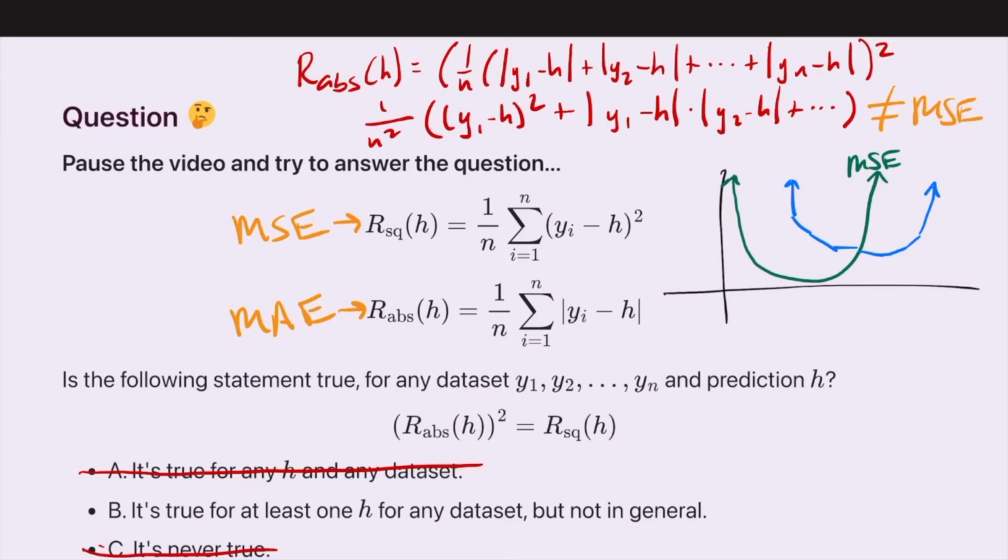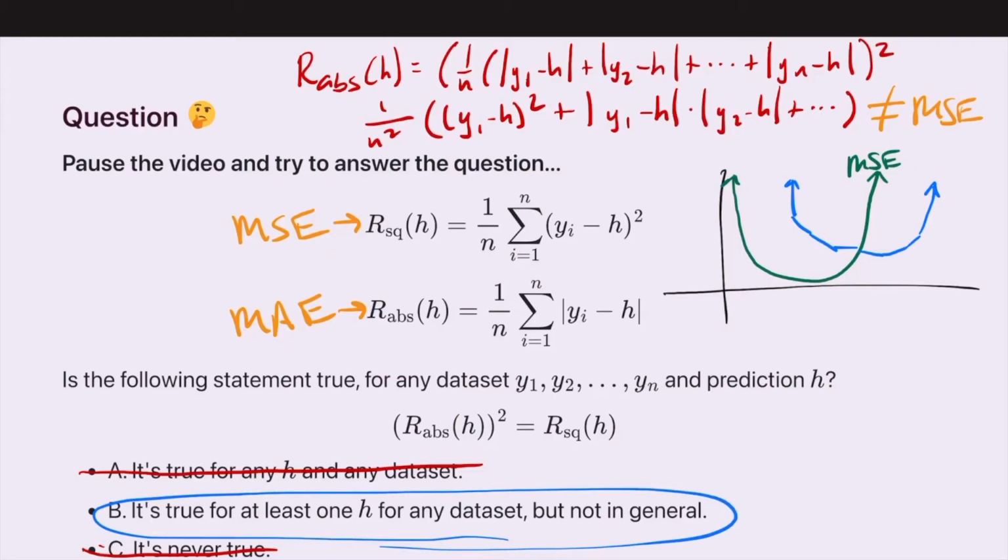And in this case, there's an area where these two functions would overlap. So there could be, under some cases, a similarity when you do square and absolute value. But in general, it's not the case. And we can find at least one easy instance where it is true, again, when there's just one value or one data point. So in this case, B is the answer that we would say is most correct.